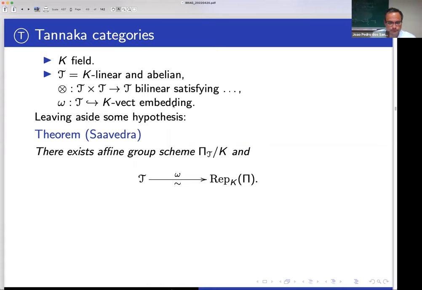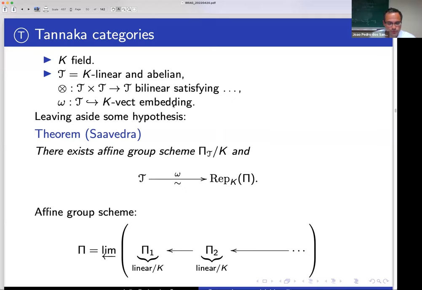So, for those who don't do this all the time, what is an affine group scheme? If you are somewhat annoyed by that, you can just think of it as a limit of linear algebraic groups, subgroups of some GLn given by Zariski closed conditions. You put them all together and take the limit. This is what an affine group scheme is.